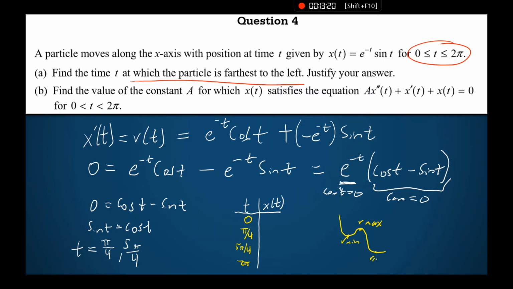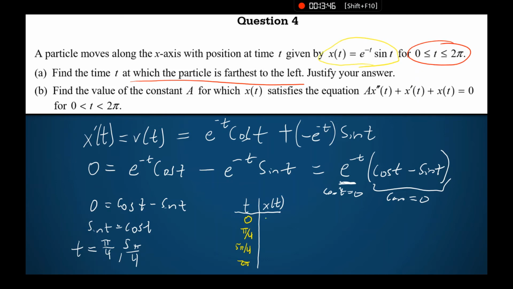But my highest point on this interval was actually the start point. Because the start point and end points can always be the highest value or lowest value, we'll need to test them when we test for our absolute minimum or maximum. Okay, so I'm going to plug these into our x of t function, which is here.